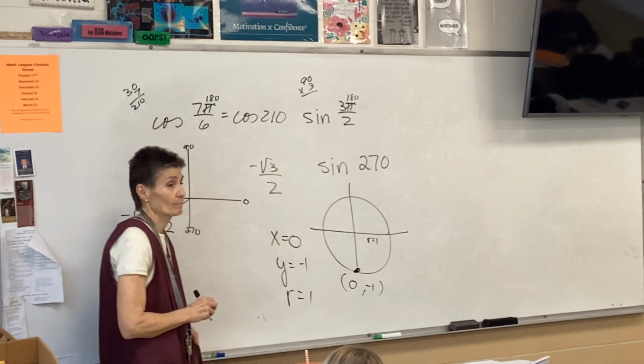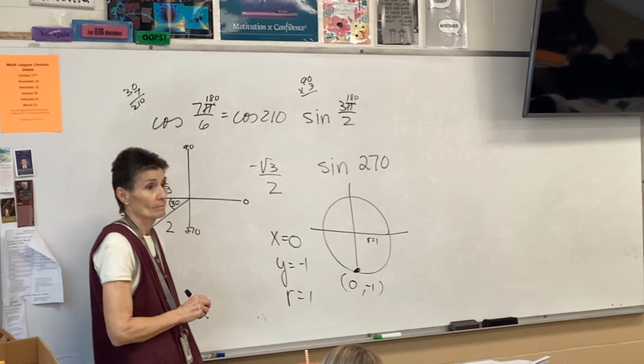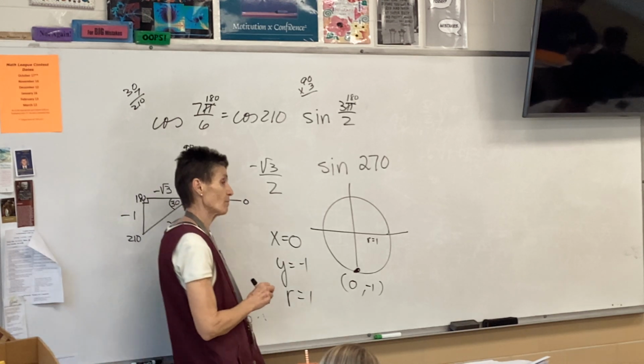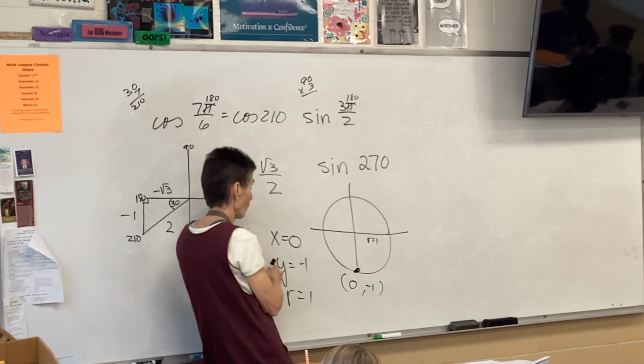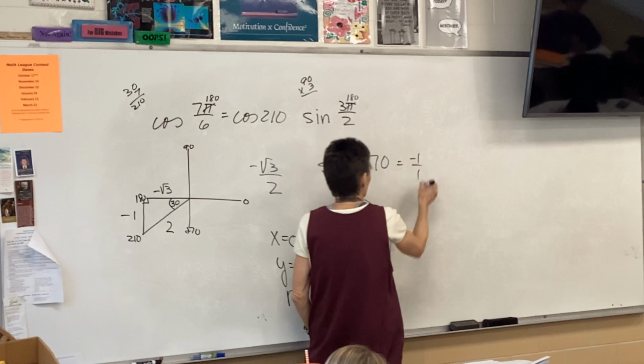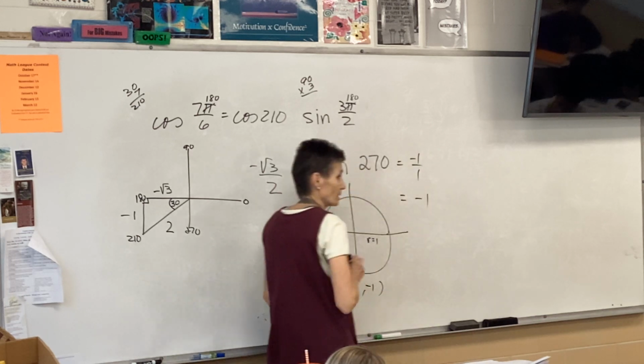Sine. Well, we can't really say opposite over hypotenuse. We have to use your r. Remember, y over r. So y over r is -1.